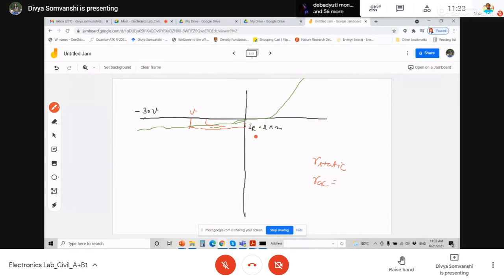Okay, so now let me ask this question to all of you. In which bias condition, forward bias or reverse bias, will your resistance be high?